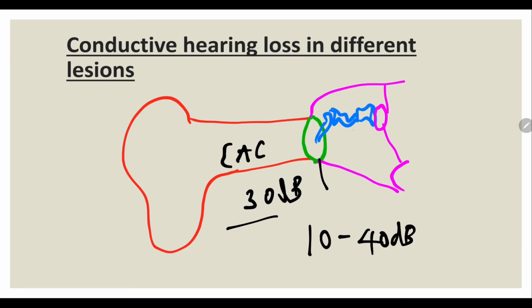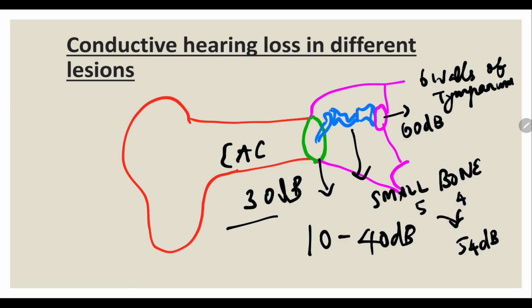Coming to ossicular discontinuity, the ossicles are small bone. To remember it, small is 5 letters and bone is 4 letters, so only for ossicular discontinuity it is 54 decibel. In case of oval window pathology, it is 60 because the oval window is a part of the tympanic cavity, that is one of the walls, the medial wall. Total number of walls in the tympanic cavity is 6 walls, so remember 60 decibel loss.